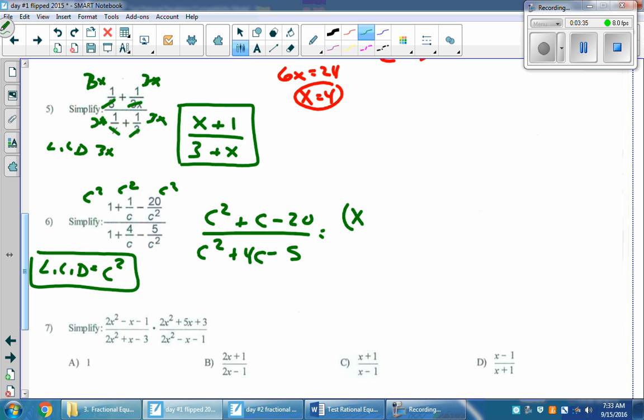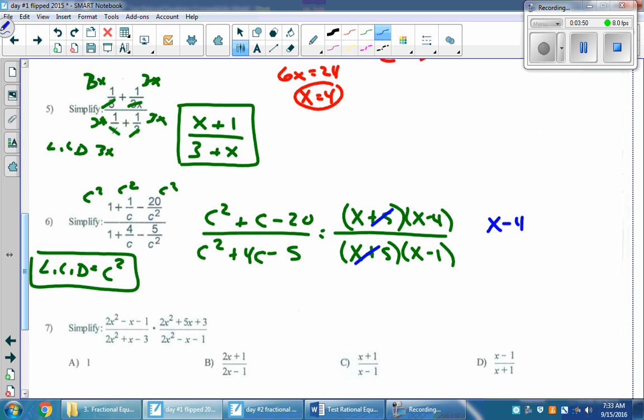Factor top, x plus 5, x minus 4. Factor bottom, x plus 5, x minus 1. Then you have a little factoring party, canceling party, I mean, so there he is. x minus 4 over x minus 1. Done.